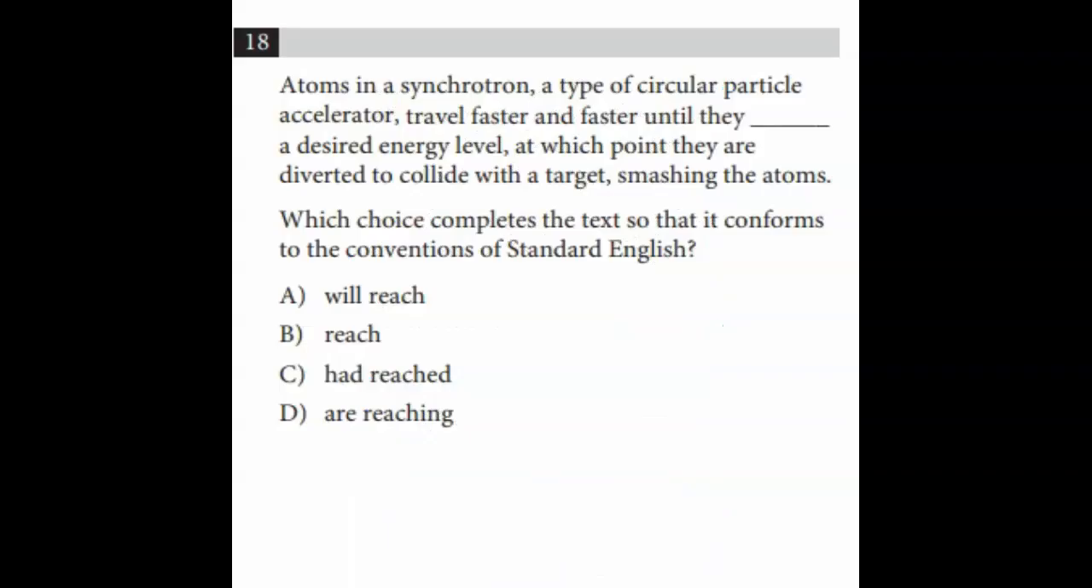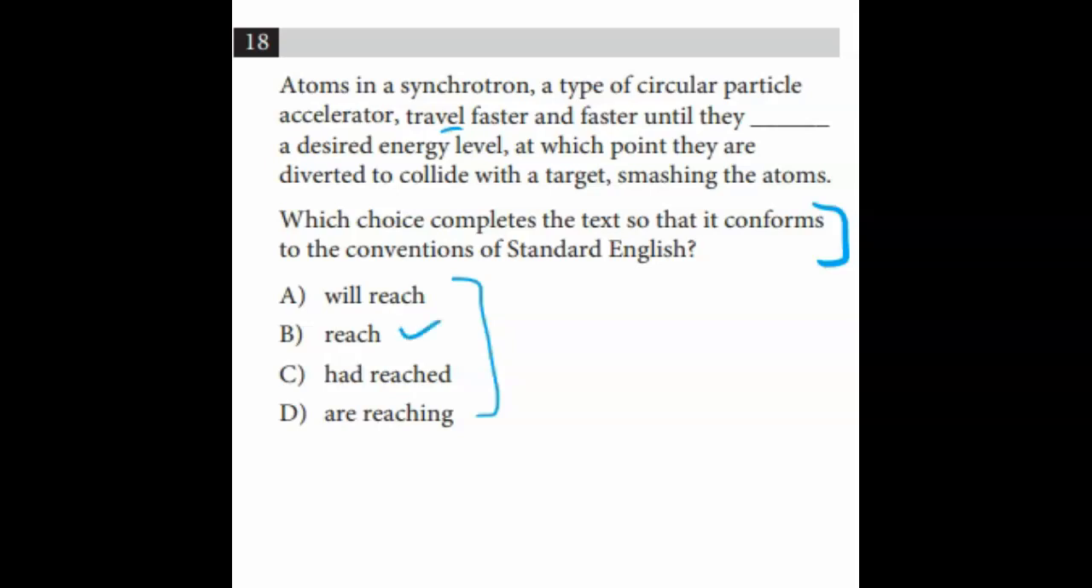All right, 18. So we've gotten to the grammar questions. How exciting. Atoms in a synchrotron, a type of circular particle accelerator, travel faster and faster until they blank a desired energy level, at which point they are diverted to collide with a target, smashing the atom. So we're going to look at how to use reach in this. Atoms in a synchrotron, a type of circular particle, travel. So looks like it's present. Travel faster until they reach.